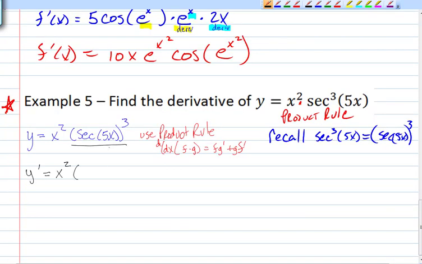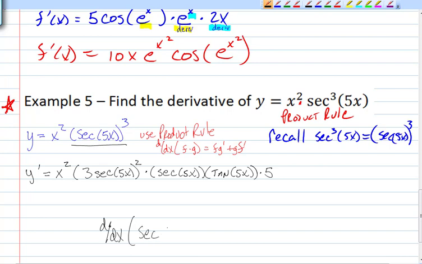The derivative here is the first times the derivative of the second. The derivative of this thing right here is 3 secant 5x raised to the second times, I'm still working on the derivative of this second term here. Derivative of secant is secant tangent times the derivative of the inside, which is just 5. The derivative with respect to x of secant x is secant x tangent x. That's one of the derivatives of your trig functions that you've got to memorize because we use it a lot, especially in Cal 2.